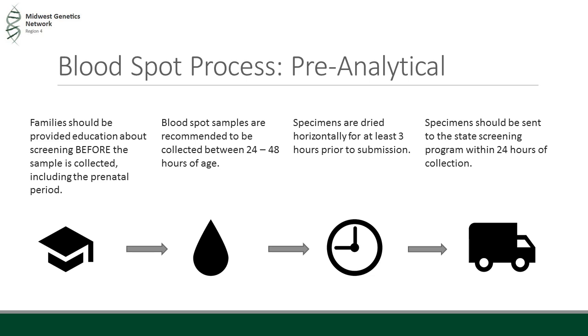Nearly all state programs recommend that blood spot specimens for newborn screening be collected via heel stick between 24 and 48 hours of age. And the reason for this time period is that it enables a more representative analyte measurement while also allowing for early detection and treatment of affected infants. After the specimen is collected, blood spots should be allowed to dry in a horizontal position for at least 3 hours prior to being sent to the public health lab. In order to facilitate efficiency in newborn screening, all specimens should be sent to the screening program within 24 hours of collection. Next slide.